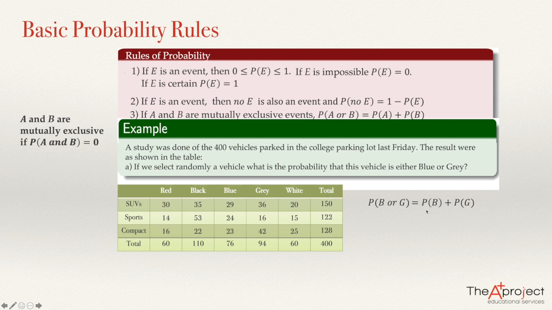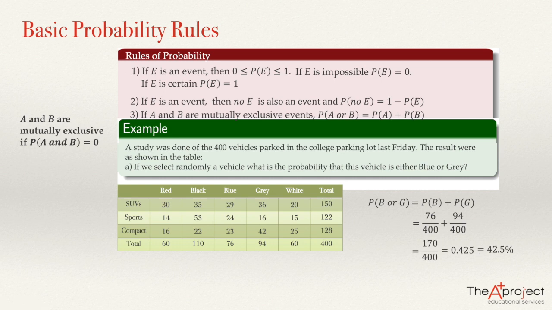The probability of blue is 76 over 400. And the probability of gray will be 94 over 400. So what we need to do is just add together these two numbers, and this is the probability of B or G. So 76 plus 94 is 170, divided by 400. And this is 0.425, or 42.5%.